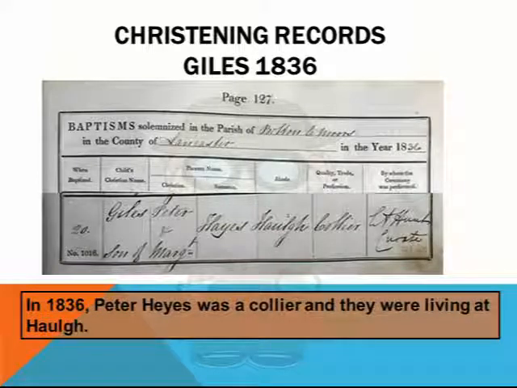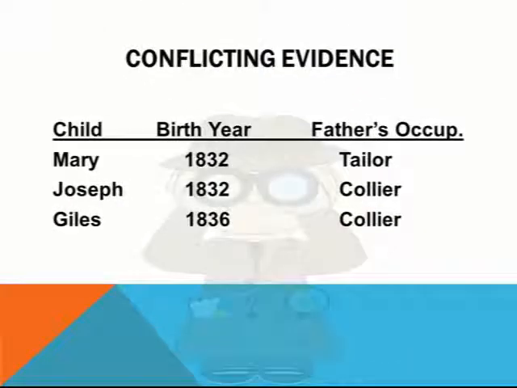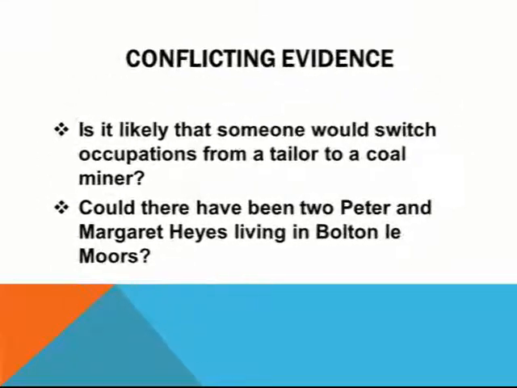Next, we look at the christening record for Giles, who was christened in 1836. On this record, Peter's occupation is again listed as a collier. To continue our investigation, we need to figure out why Peter changed his occupation from a tailor to a collier in 1832. This is suspicious. Also, Mary and Joseph were christened only 5 months apart. These things need to be investigated.